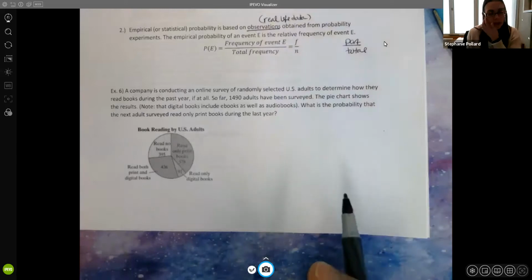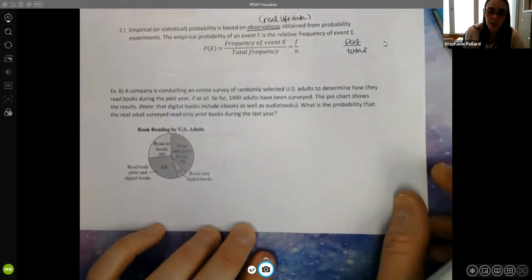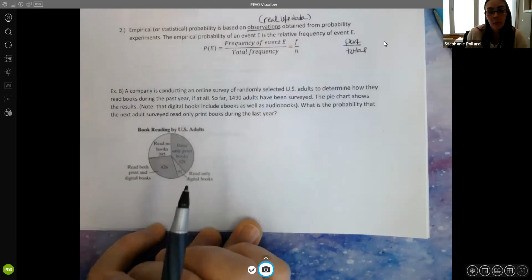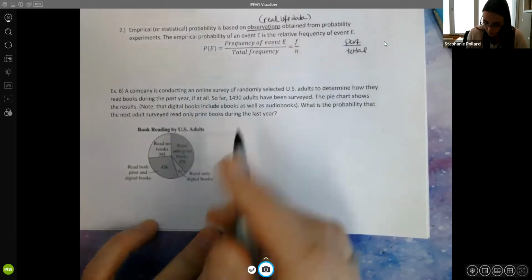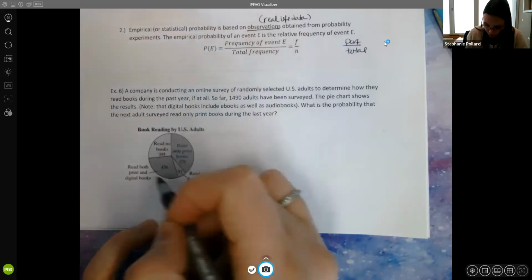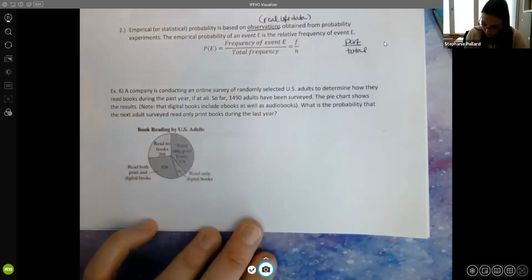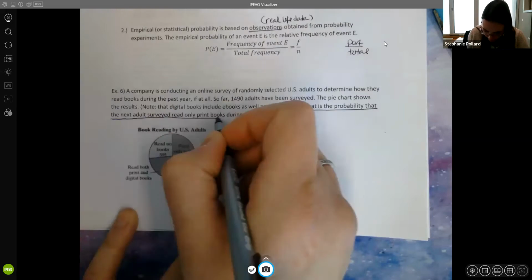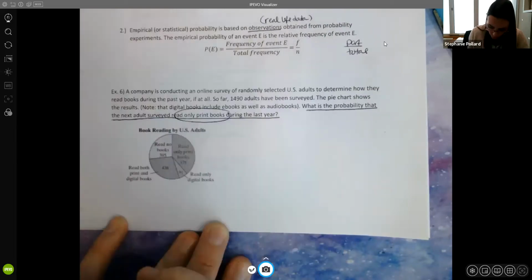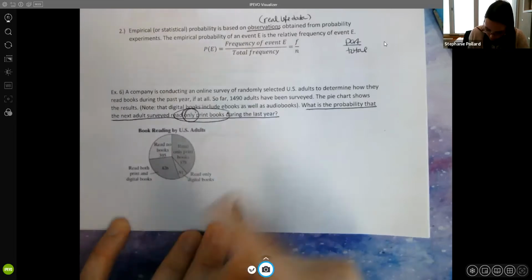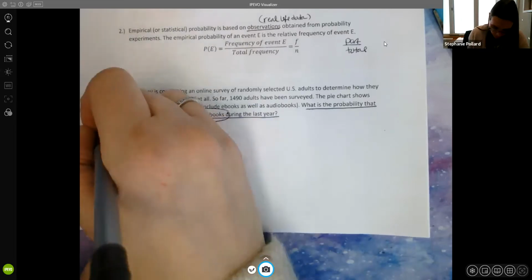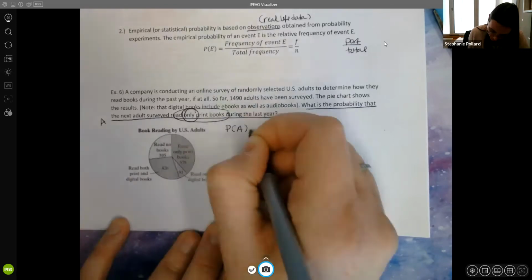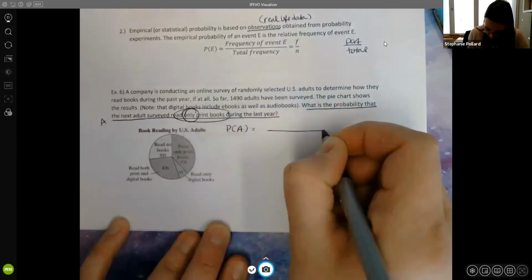A company is conducting an online survey of randomly selected U.S. adults to determine how they read books during the past year, if at all. So far, 1,490 adults have been surveyed. The pie chart here, which is also in your text so you can read it there in color, shows the results. Just as a note, digital books include ebooks as well as audiobooks. So what is the probability that the next adult surveyed read only print books during the last year? Only print books, so let's call this event A. What's the probability of event A? Well, how many options are there for print books?